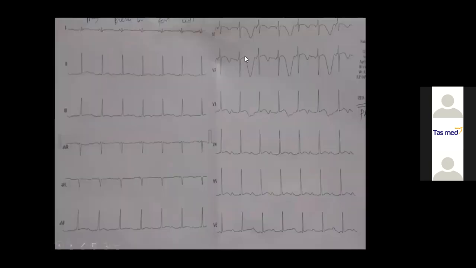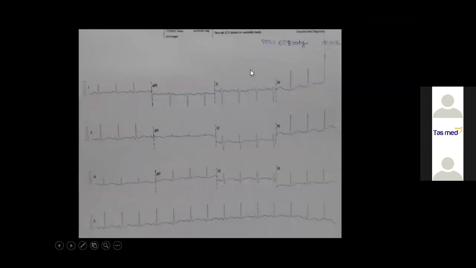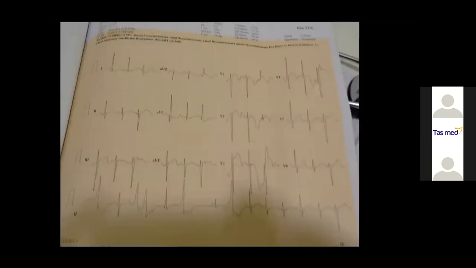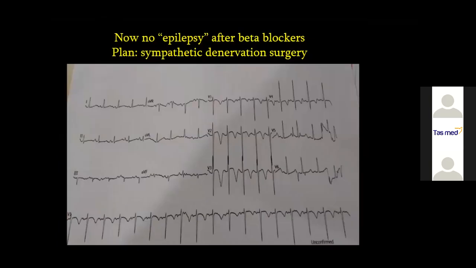This was another case of VT storm, which was because of QT prolongation secondary to IV amiodarone, which was given for PSVT. This is another example of VT storm, you can see, which is because of congenital long QT syndrome.